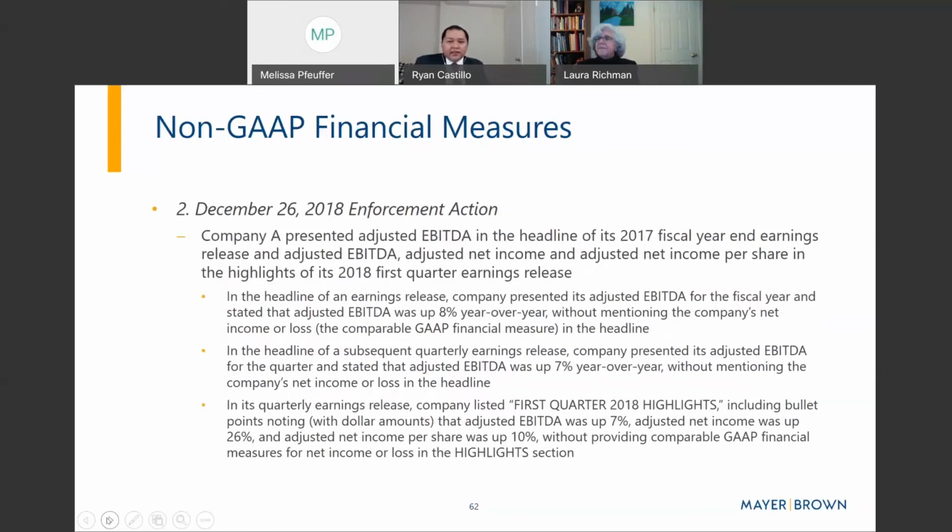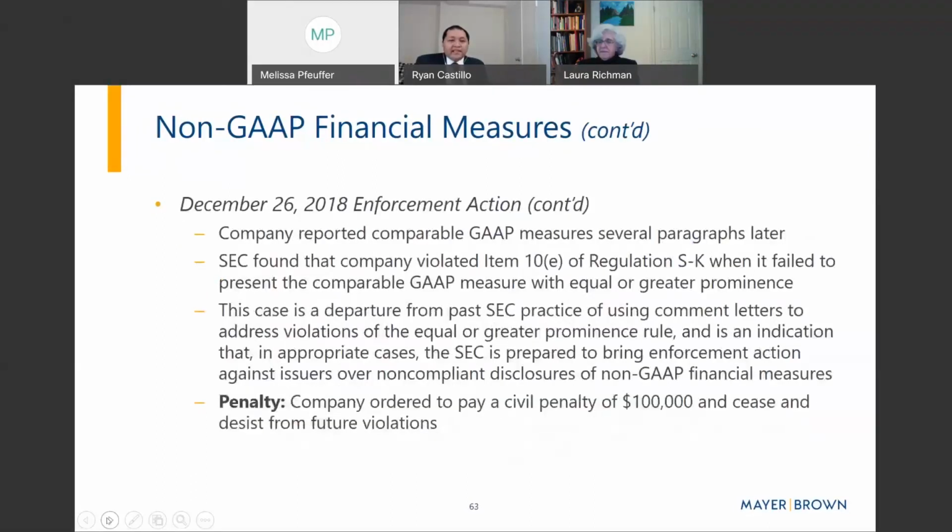Now, the next enforcement action is a case of undue prominence. Company A presented adjusted EBITDA in the headline and highlight sections of its 2017 year-end and 2018 Q1 earnings releases. But it did not mention or discuss the GAAP financial measures of net income or loss in those sections, but only the non-GAAP. The GAAP measures were only discussed several paragraphs later in those press releases. The SEC found a company violated item 10E of Reg S-K when it failed to present the comparable GAAP measure with equal or greater prominence. It ordered the company to pay a $100,000 penalty.